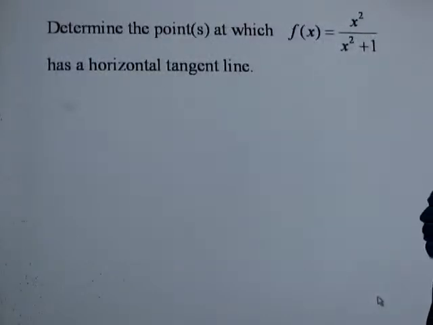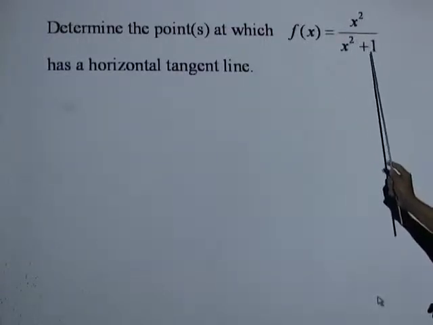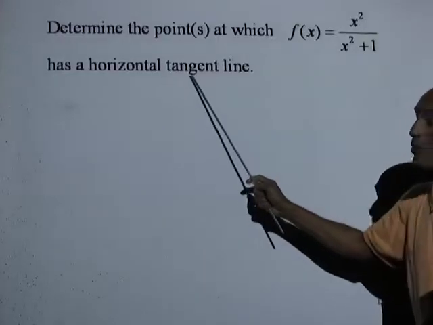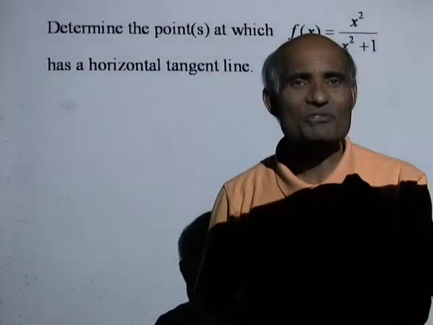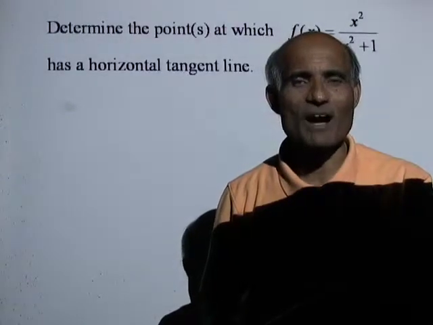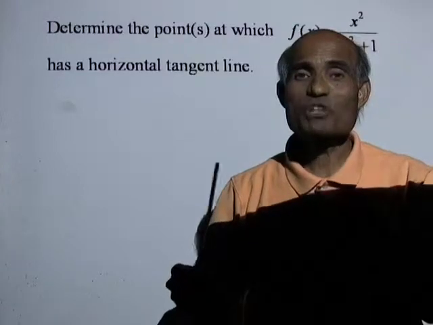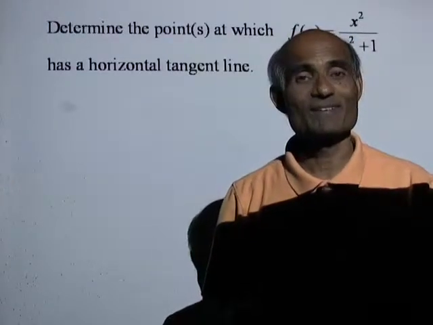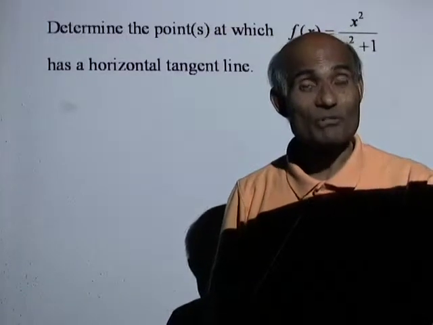Okay, let's try this problem. Determine the points at which f of x equal to x squared over x squared plus 1 has a horizontal tangent line. What is the characteristic of a horizontal line? Well, in terms of its slope. What is the slope of a horizontal line? Well, the slope of a horizontal line is 0.